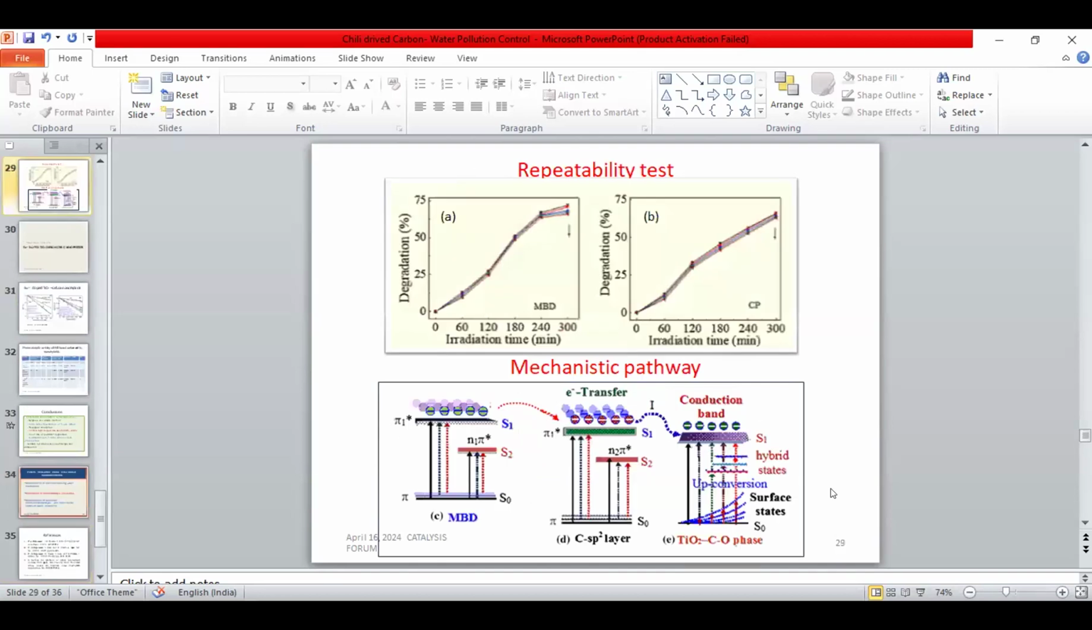Repeatability tests also we have done. The same sample taken 5-6 times, we have seen that there is a small decrease in the degradation efficiency. And this slide shows the mechanistic pathway for degradation of the pollutants. First, we have the excitation of electrons, and these electrons will pass through different energy levels in this nanohybrid, including methylene blue. And this charge separation gives rise to the redox reactions at different sites.